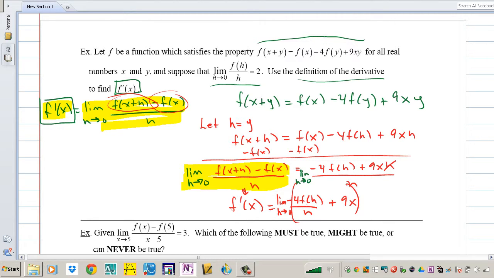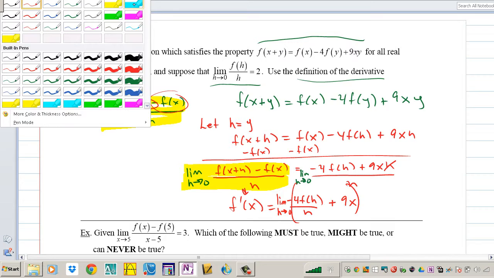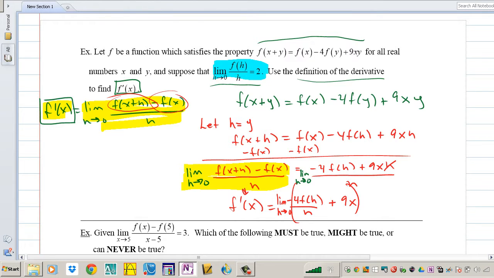Alright, when I apply the limit, notice, this hint here told me that the limit as h approaches 0 of f of h over h is equal to 2. Well, I have it right here, except there's a 4 in the front, which is no biggie because we all know what that highlighted blue is now. That highlighted blue is a positive 2. So once I apply my limit, I get negative 4 times 2 plus 9x. 9x remains because there was no h.